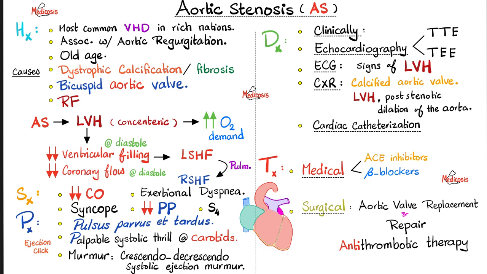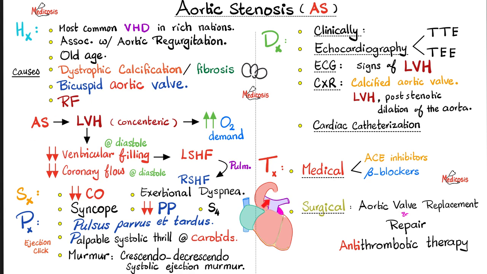Old age is a risk factor because with old age, I get dystrophic calcification and fibrosis of the aortic valve. Normally, the aortic valve has 3 cusps. It's tricuspid. However, in some patients, they are born with 2 cusps only. A bicuspid aortic valve can lead to aortic stenosis. Rheumatic fever is a risk factor as well, especially chronic rheumatic fever.